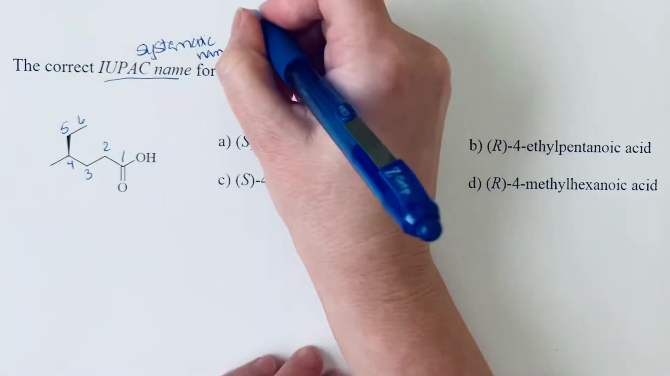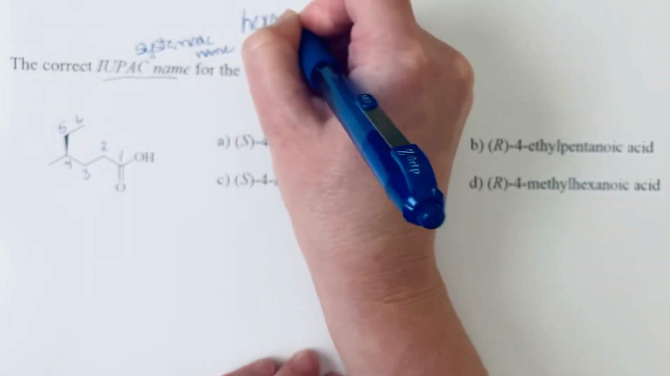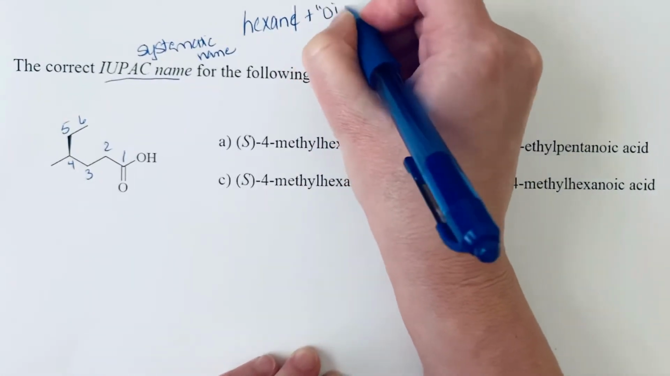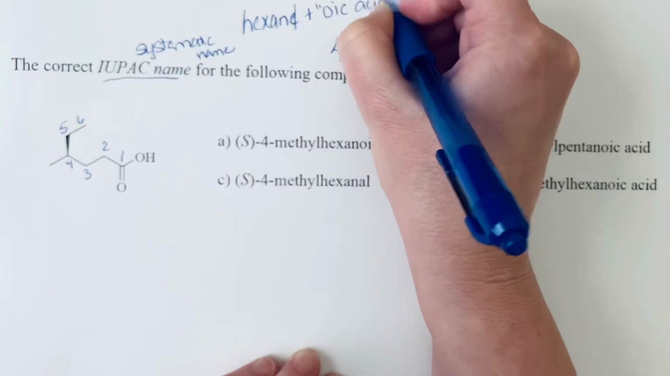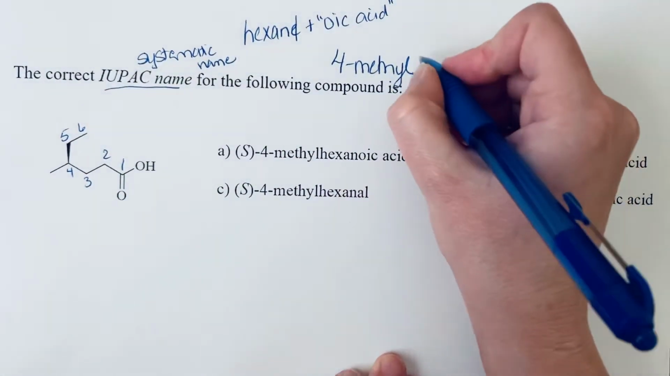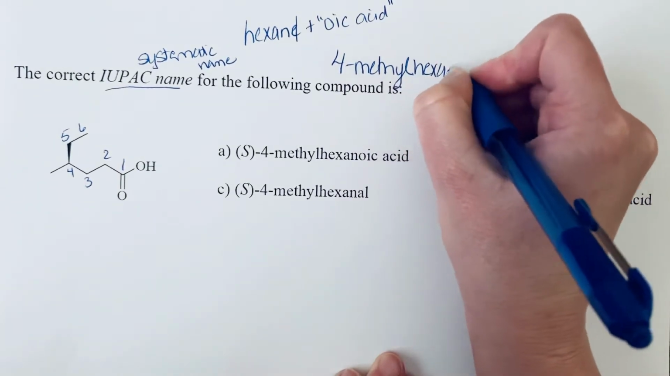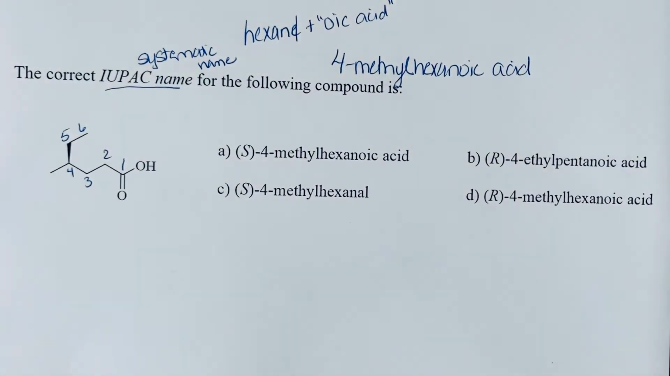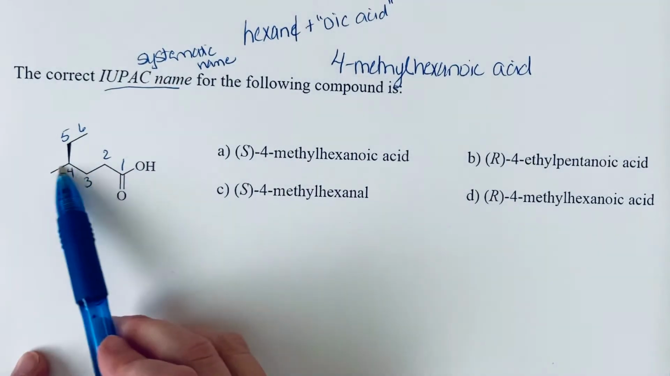It starts with hexane. You drop the E and you add "oic acid" to that. So this is hexanoic acid. So we have 4-methylhexanoic acid. And then the final detail that we want to fit in is that we have a chiral center.